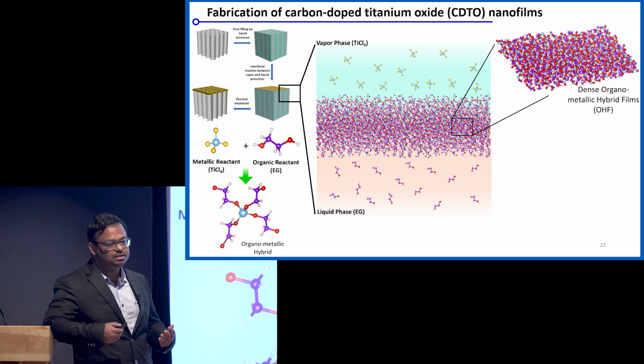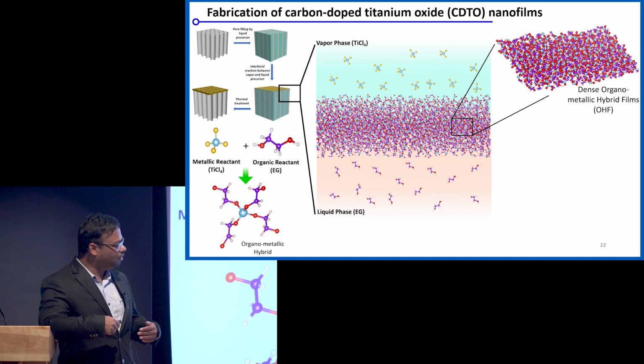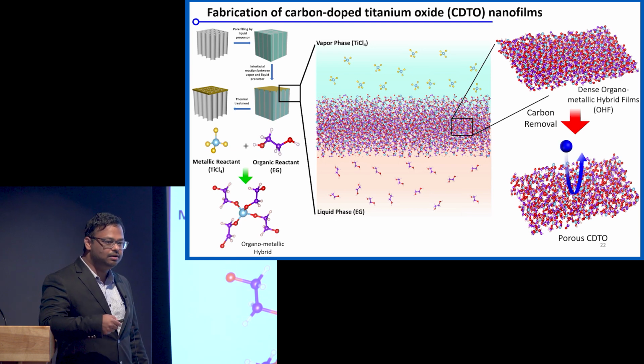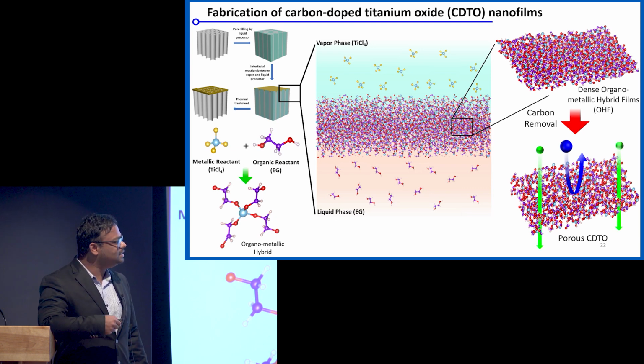And there is no permeance of any solvent or gases through this material. Once we start taking out the carbonaceous or organic part from this material, we start generating pores within the material. These pores turn out to be very selective in nature. They block out the larger molecules from going through and allow the smaller molecules to go through. So this is the basis of our carbon-doped metal oxide membrane.